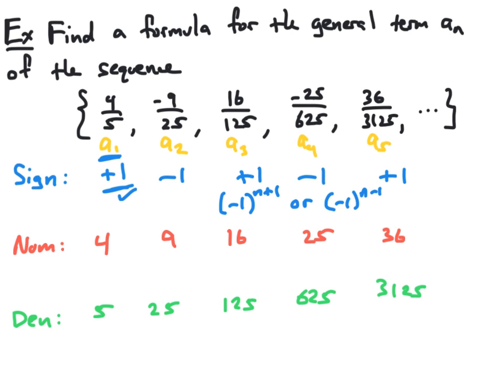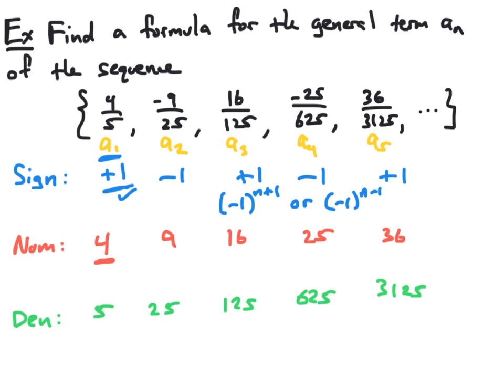For our numerator, we have the numbers 4, 9, 16, 25, 36. By looking at those, hopefully you realize that those are perfect squares. And so we might think that a formula for this would be n squared. But when n is 1, we want to get 4, and 1 squared is not equal to 4.